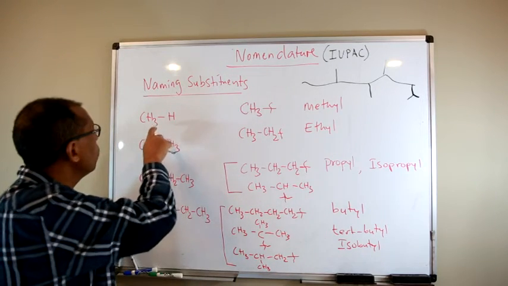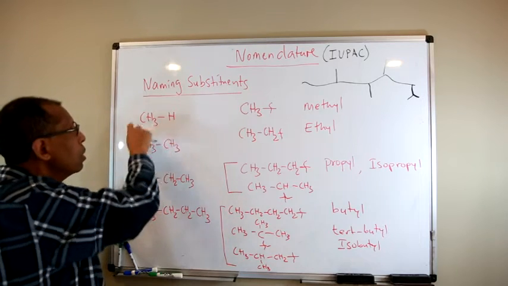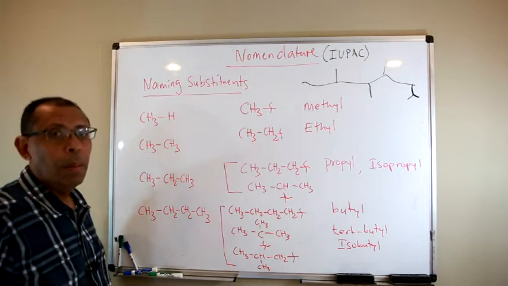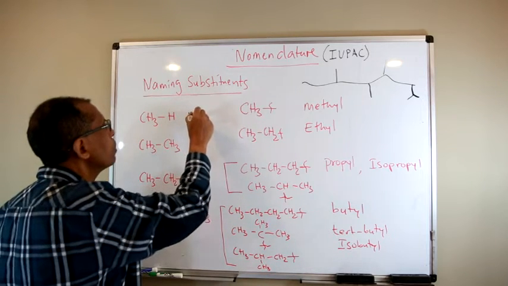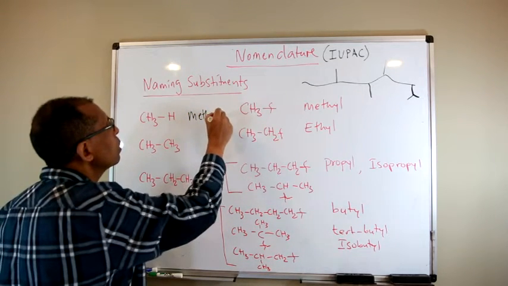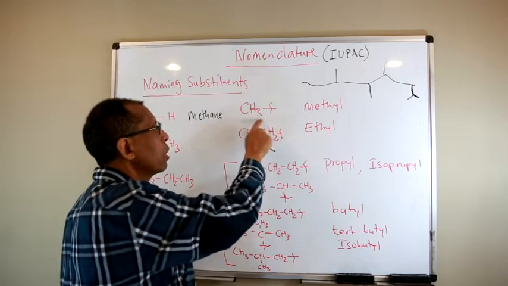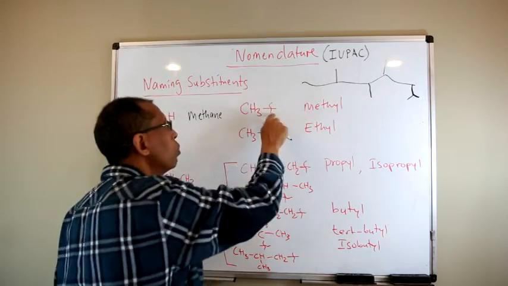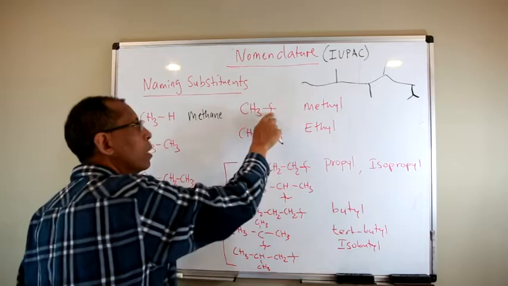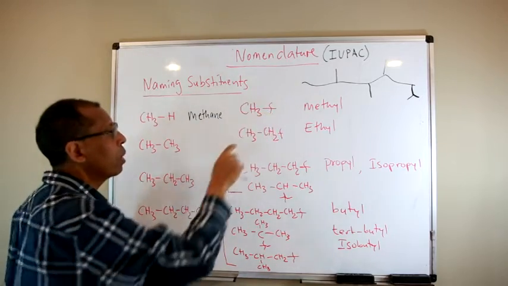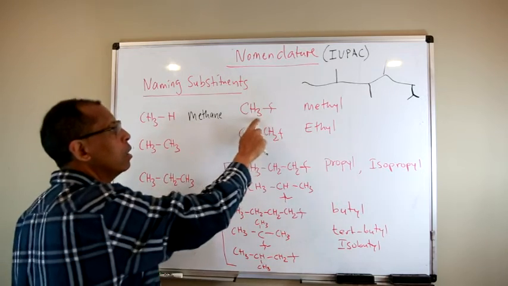For example, this is methane, which is CH4. This is a neutral molecule. But when it serves as a substituent, for example, attached to this, it will lose one of its hydrogens so that it can make a bond through that CH3. Therefore, as a substituent it is called not methane, it is methyl.